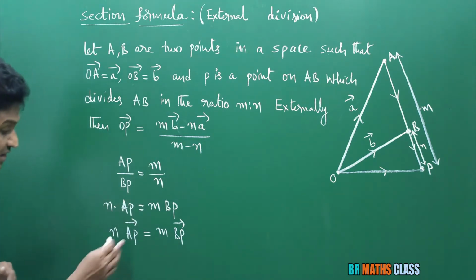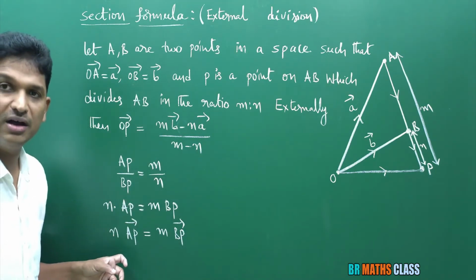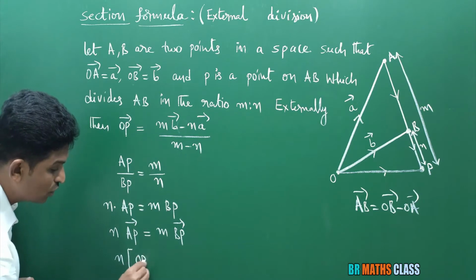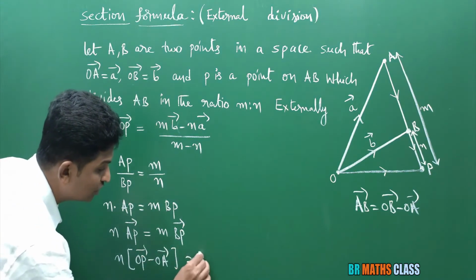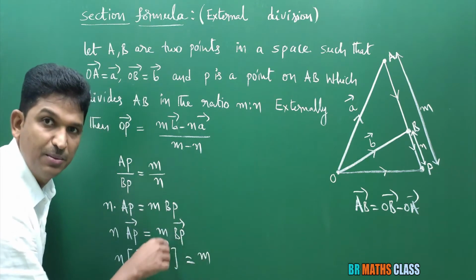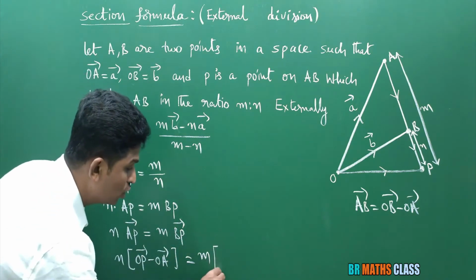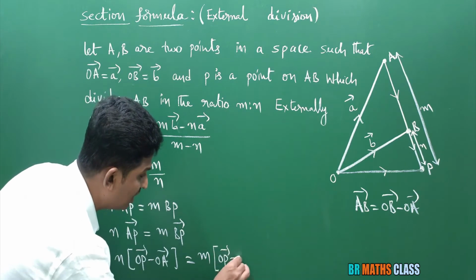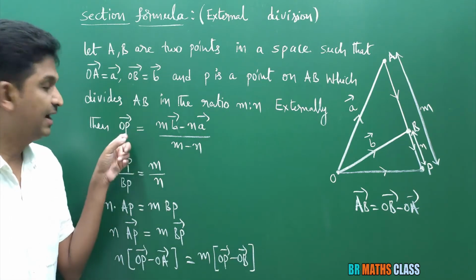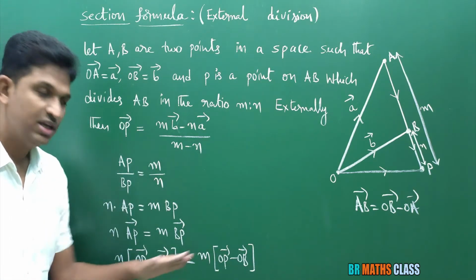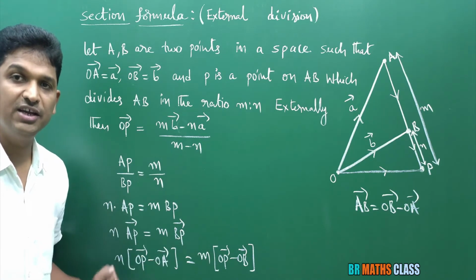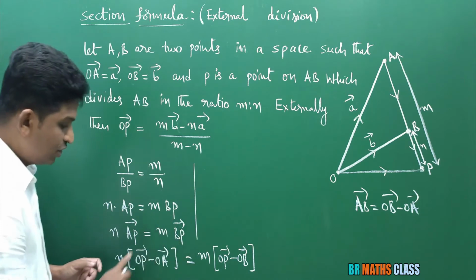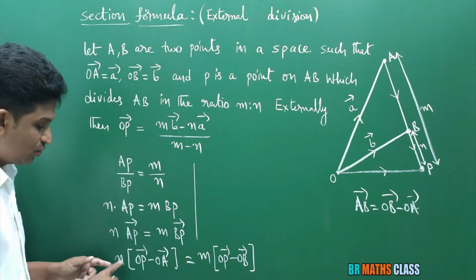Further, if I simplify this, you know that AP bar can be written as OP bar minus OA bar, equal to M times of BP bar. BP bar can be written as OP bar minus OB bar. What am I trying for? I am trying for OP bar. Now, in the process of simplification, we will keep that in our mind. We are trying for OP bar. Okay, you multiply this expression with N, what you will get?